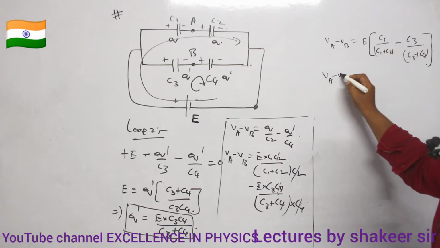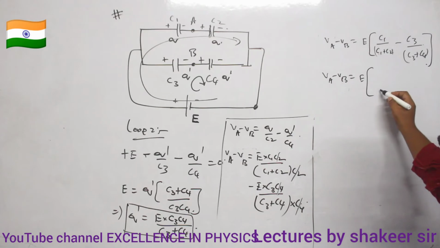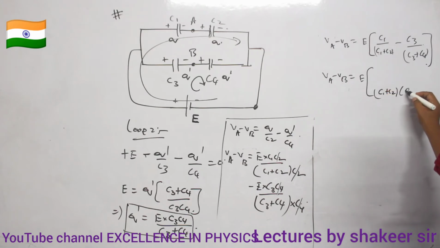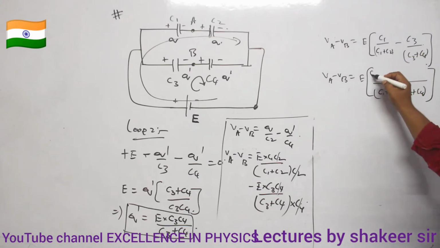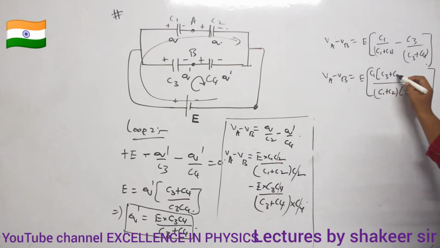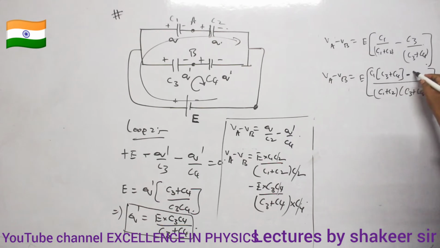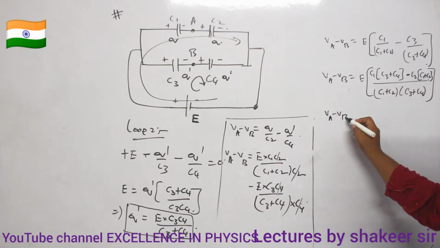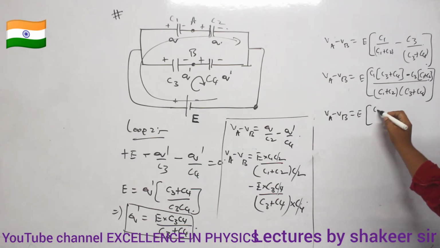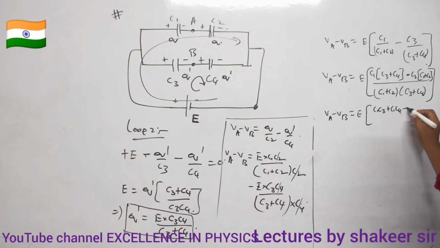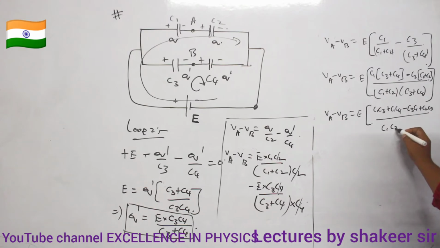Now just take the LCM. So VA minus VB is equal to E. If I take common, then C1 plus C2 into C3 plus C4. This is the LCM. So therefore C1 into C3 plus C4. Clear? So minus C3 into C1 plus C2. So therefore VA minus VB value is how much? This is E into C1 C3 plus C1 C4 minus C3 C1 plus C2 C3, divided by C1 C2 into C3 plus C4.